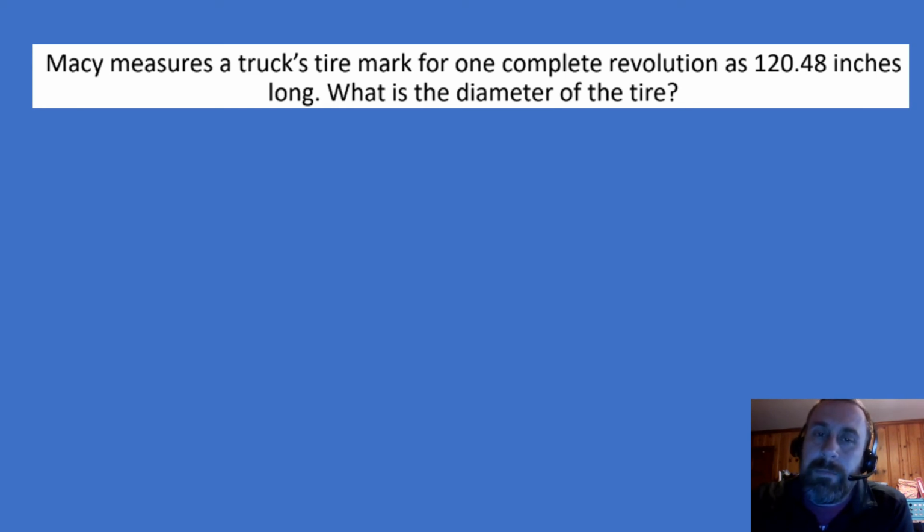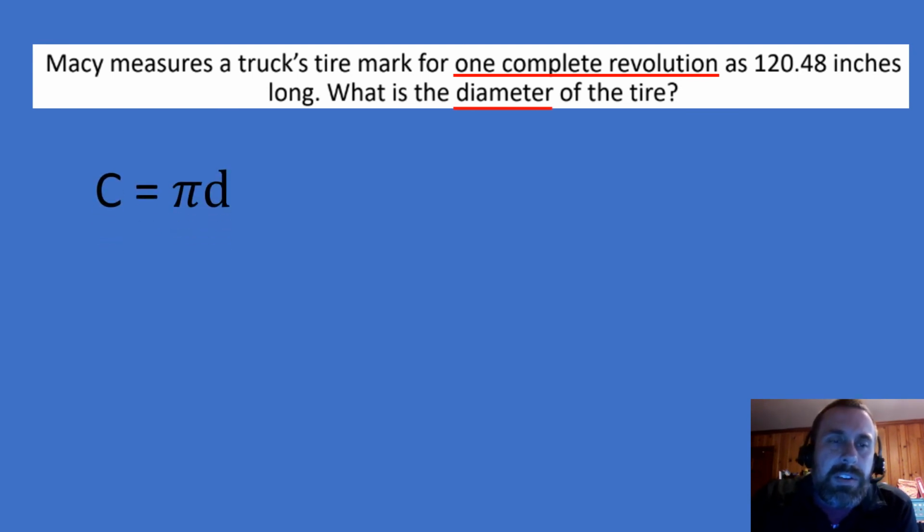Ooh. So what do we have in this problem? It says 1 complete revolution. We know that. What would that be? That's our circumference. They told us the circumference, and it says right here, 120.48 inches. So they already gave us the circumference. We want to find the diameter. Well, we can do that. We're going to use the same formula, okay? We want the diameter. So here's our circumference equals pi d.